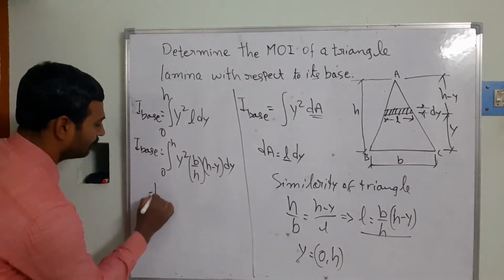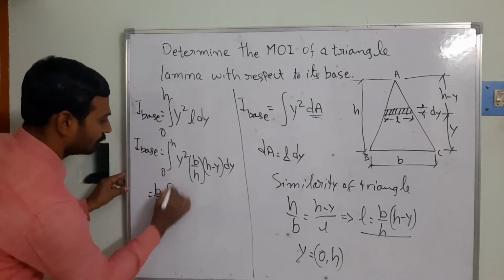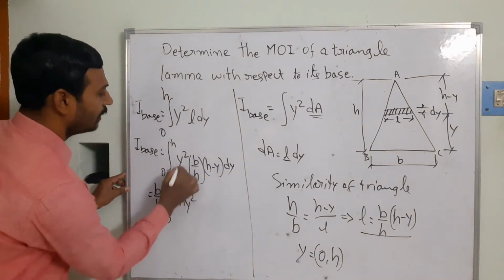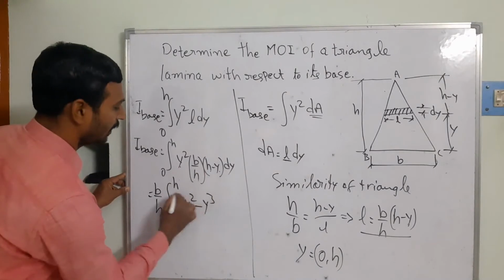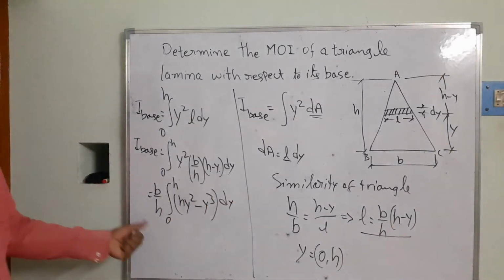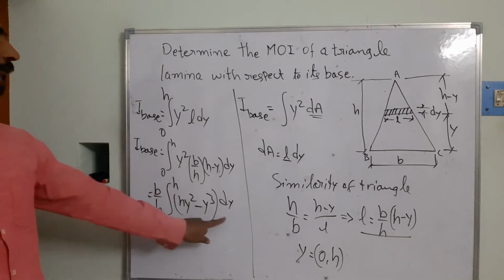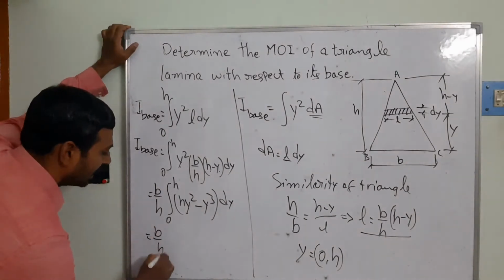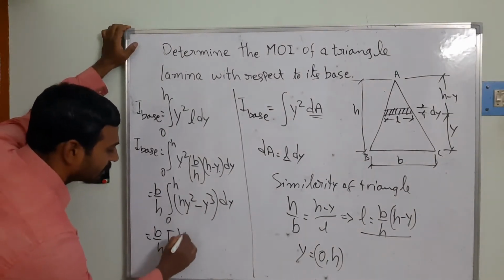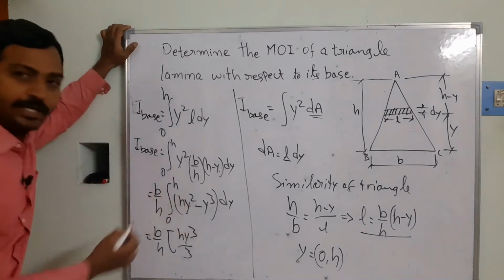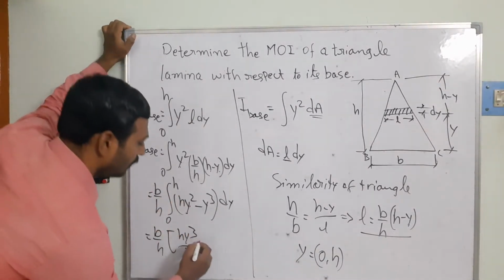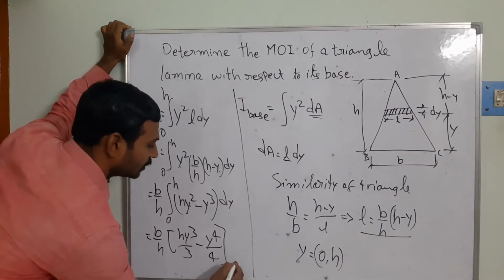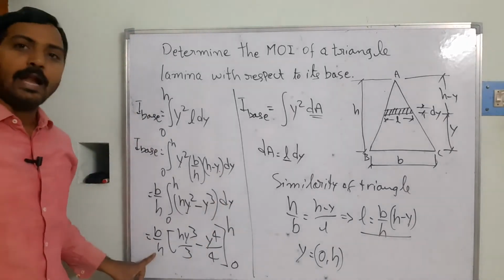So that is equal to b by h, integral from 0 to h. That's y square into h minus y, which I get as h y square minus y cube, dy. Now I do the integration from 0 to h of this. Here y is the variable. So that is equal to b by h, this is going to be h y cube by 3, because the integration of y square gives y cube by 3, minus y to the power of 4 by 4, and the limits vary from 0 to h. Then I simplify further.